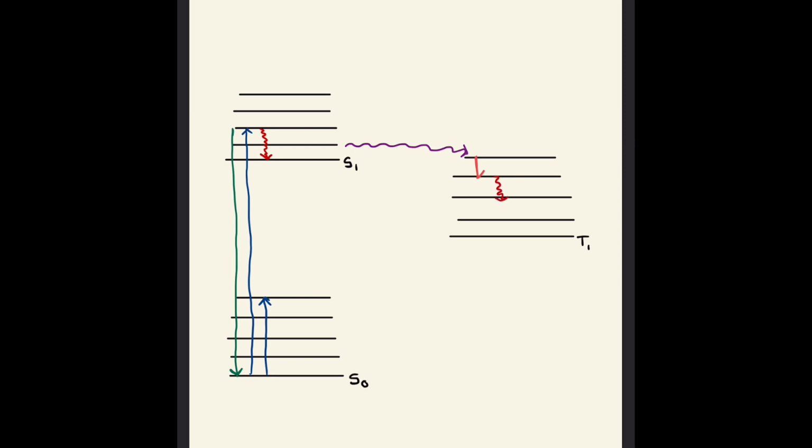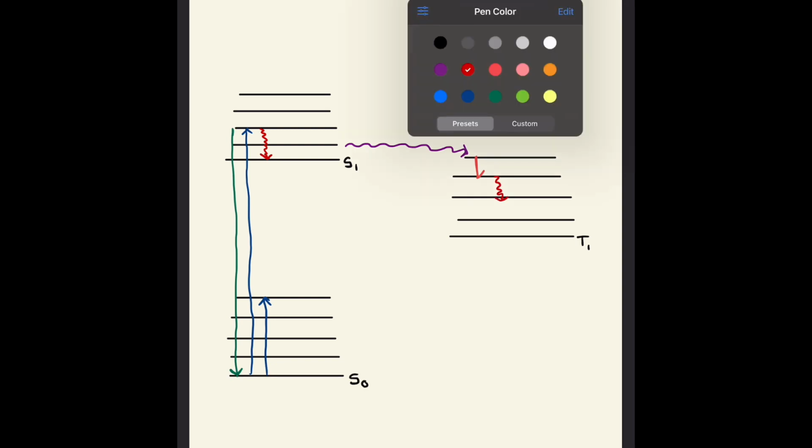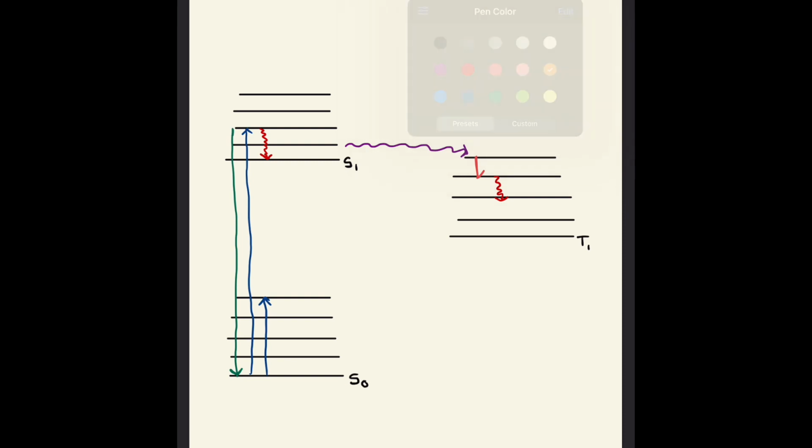And we have another vibrational relaxation right here. This can also occur in any of these states. And this step right here, from the ground of the triplet excited state down to the ground of the singlet ground state, is called phosphorescence. It's lower in energy than fluorescence, and it is a much slower process.